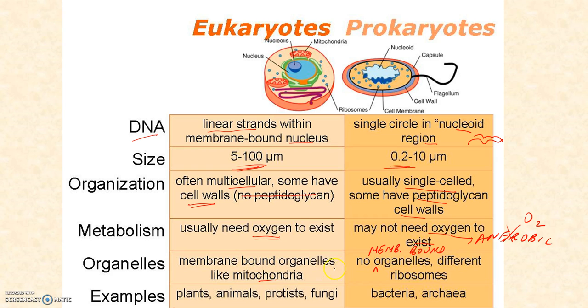Now here also another difference is that the ribosome out here is different from the ribosome in eukaryotes. In eukaryotes, the ribosomes are large, so they have larger ribosomes. Here they have smaller ribosomes. Examples of course will be plants, animals, protists, fungi. Here they are bacteria as well as archaea.